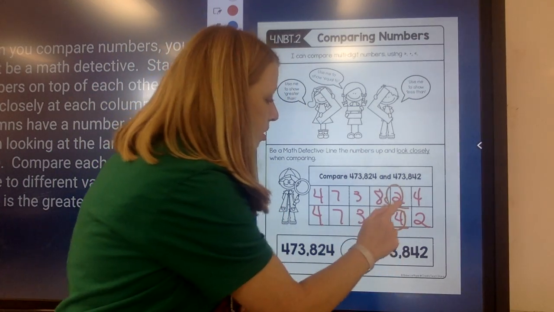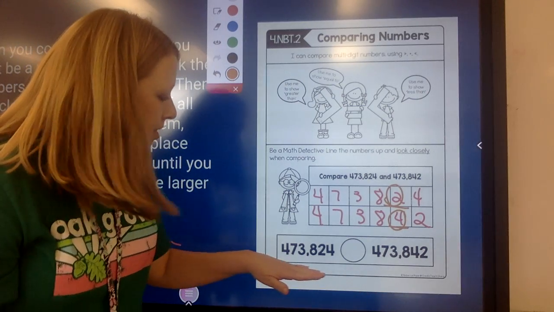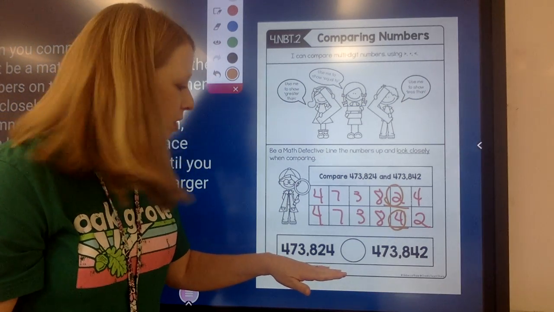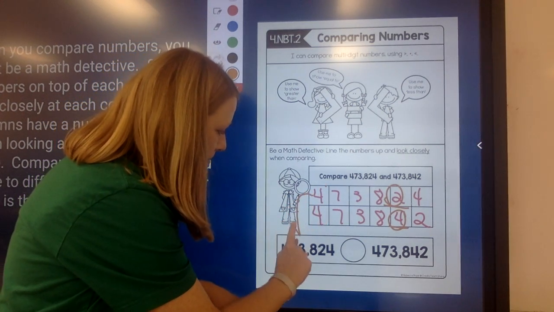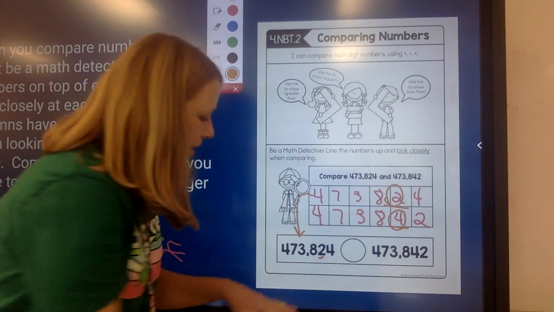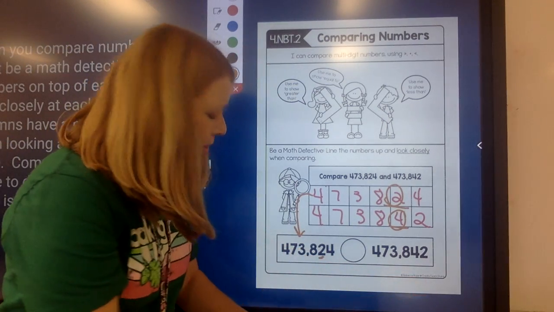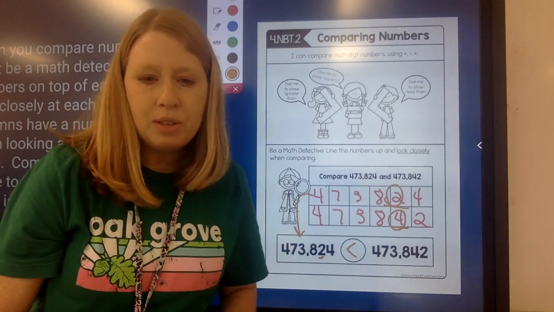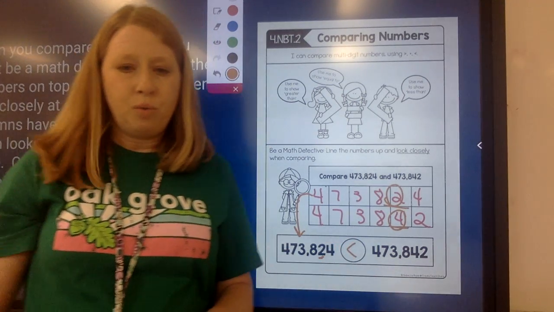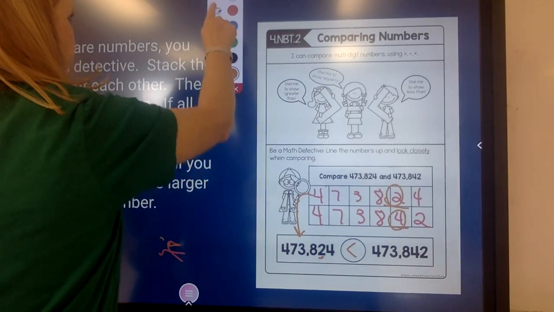The 2 is smaller. So now I'm going to look down at my sentence. 473,824 is right here. We know this number is smaller because of this 2 in the 10 spot. So 473,824 is actually less than 473,842. Let's look at another example.